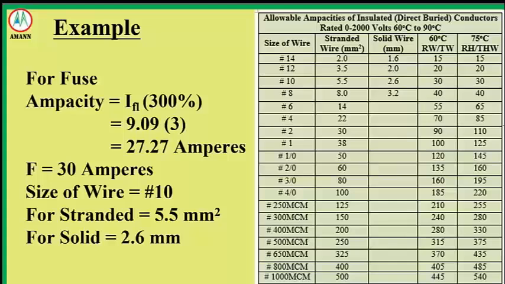that the fuse can handle temporary surges, while providing adequate protection against overcurrent conditions. For the wire size, number 10 AWG conductor is recommended, which corresponds to 5.5 mm squared for stranded wire and 2.6 mm for solid wire.